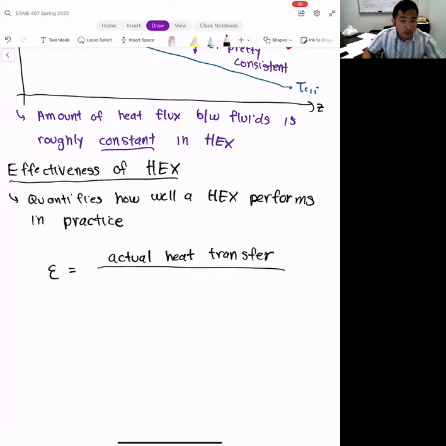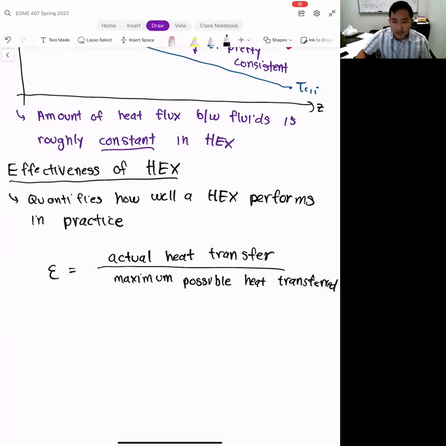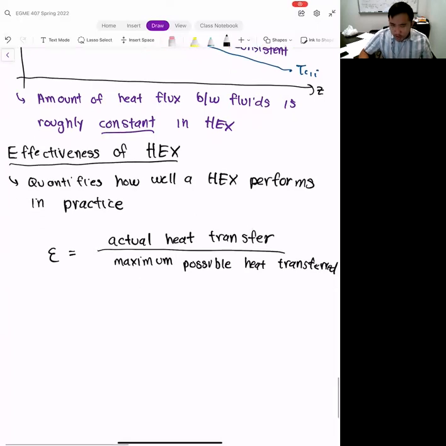divided by the maximum possible heat transfer. So it's kind of like life a little bit, right? You're always compared to perfection, or what people deem as the ideal representation of a certain thing.